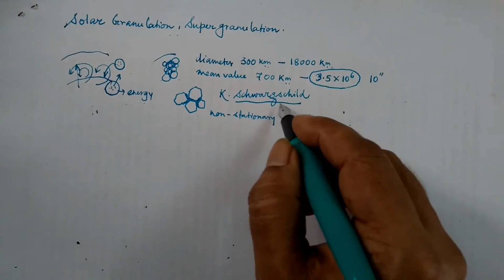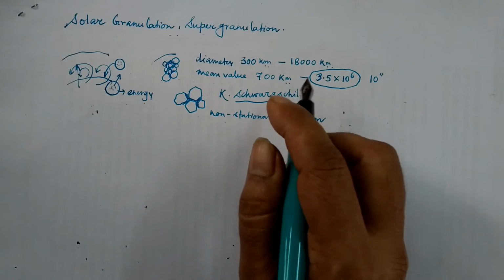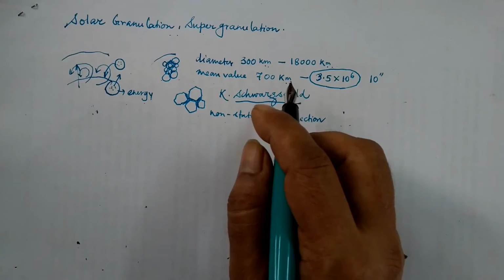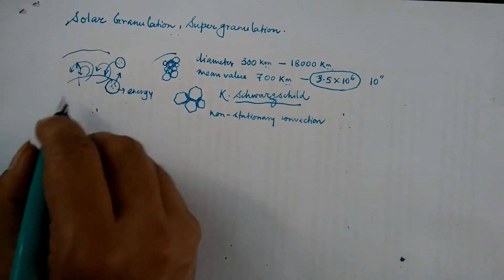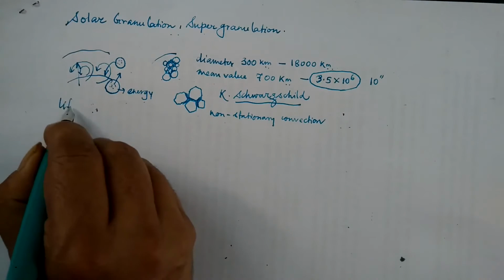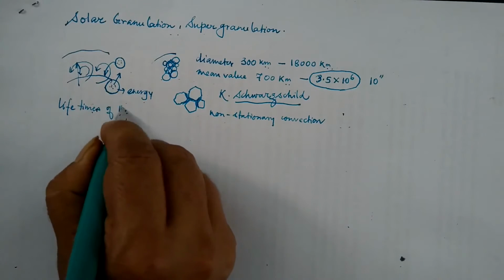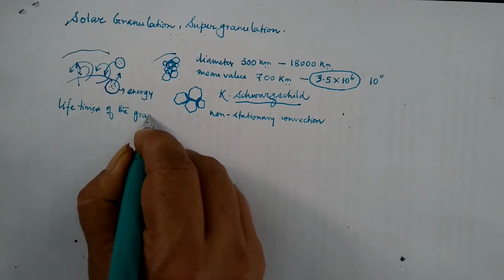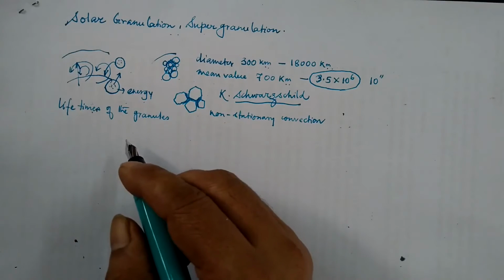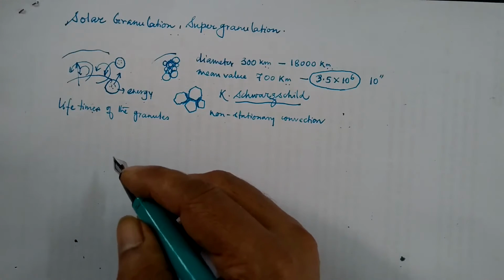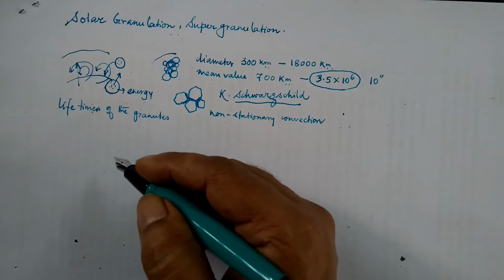Now the Schwarzschild has worked quite a bit on this area and have established various features of these granules. So for example, the lifetimes of the granules. The lifetimes of the granules let us know how the convection of energy, how the convective transfer of energy actually happens.